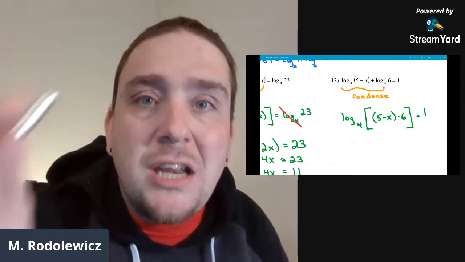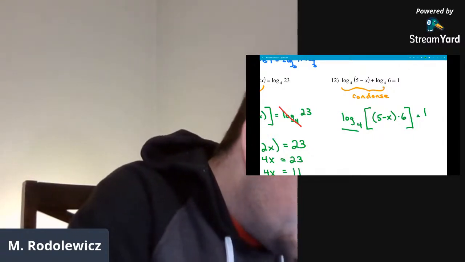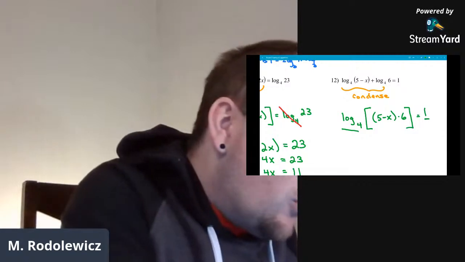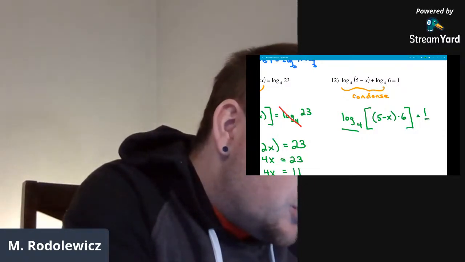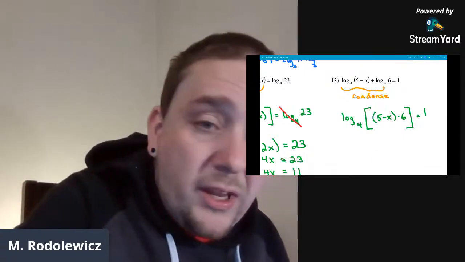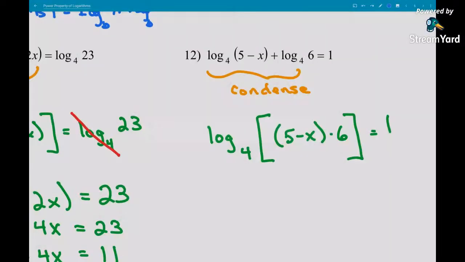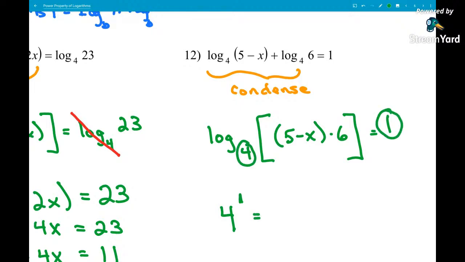How? By rewriting it in exponential form. We have a logarithm equal to a number. So from Tuesday's lesson, we rewrite this in exponential form. The base for this becomes the base, and 4 to the first power is 5 minus x in a group times 6.